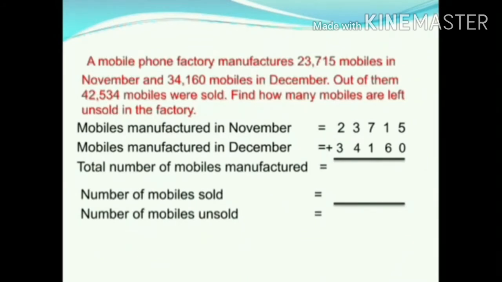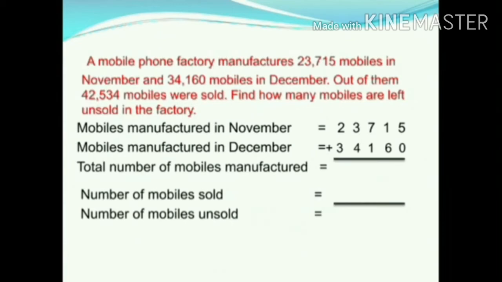First one. A mobile phone factory manufactures 23,715 mobiles in November and 34,160 mobiles in December. Out of them, 42,534 mobiles were sold. Find how many mobiles are left unsold in the factory. How many mobiles manufactured in November? Mobiles manufactured in November is 23,715. How many mobiles manufactured in December?